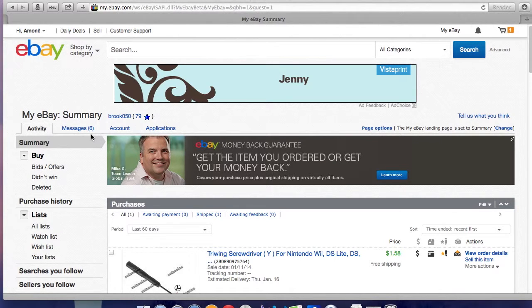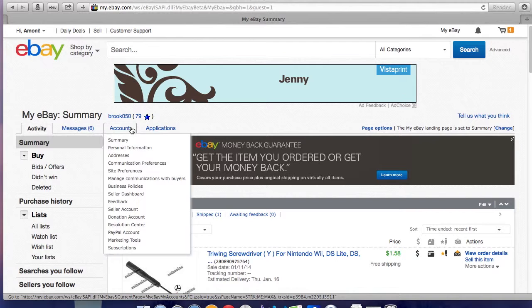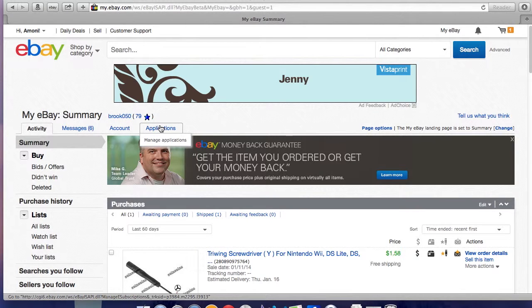There's the messages, where people email you or you respond to people, or that's how you respond if somebody's asking questions about what you're purchasing. And then there's your account. That's where you link your PayPal and set up anything about yourself, like your emails, your personal information, and such. But you can look down and see everything. The other thing, the applications, I haven't used that yet.